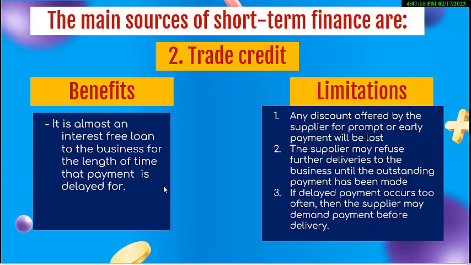Actually, in this case you are not going to pay on time. You are going to delay, so you will lose the discount. The supplier may refuse further deliveries to the business until the outstanding payment has been made. He will not give you any further raw material until you pay the old ones. If delayed payment occurs too often, then the supplier may demand the payment even before delivery. He will stop selling to you on credit.